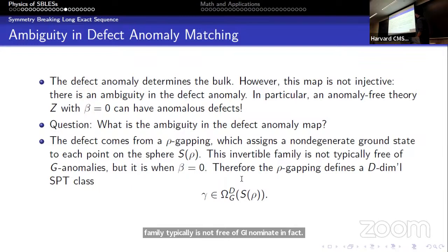Therefore, in the case where beta equals zero, which is the case we care about, what the rho gapping really defines is an invertible family over the sphere of D-dimensional systems, and it doesn't have anomaly. So what it really is, is just a D-dimensional SPT class.